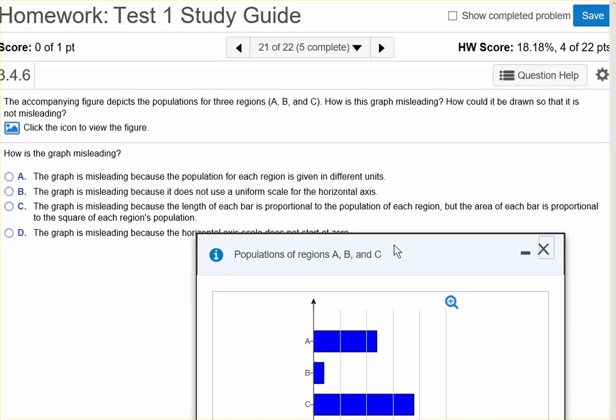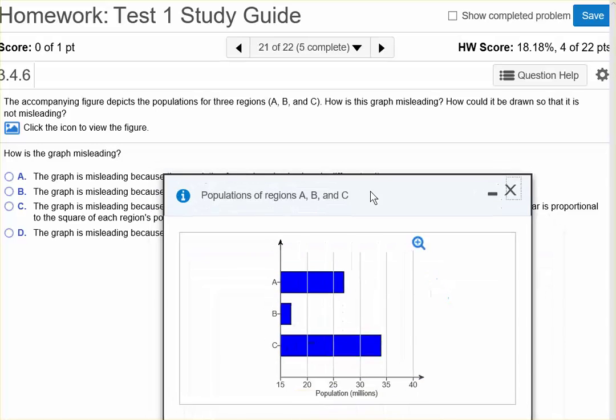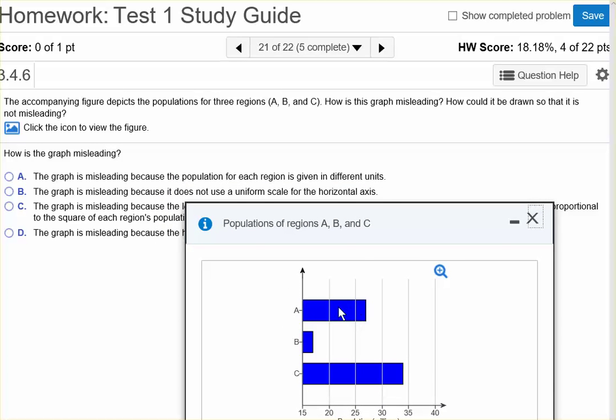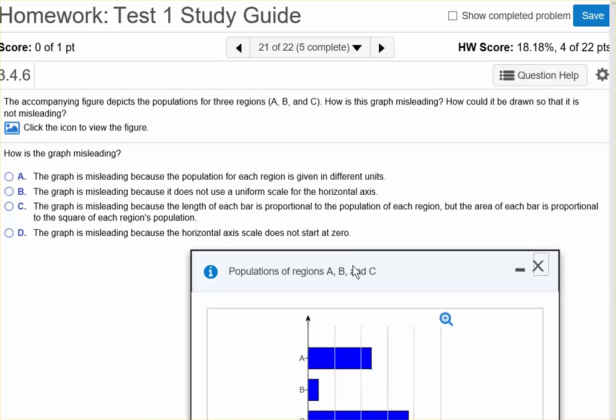C, the graph is misleading because the length of each bar is proportional to the population of each region, but the area of each bar is proportional to the square of each region's population. Well, that's quite a bit of words there, but I think what they're saying is that if the bars were fatter or skinnier, then that would make them look out of proportion, and they're not. All of the bars here have the same width, so I'm going to disagree with C.